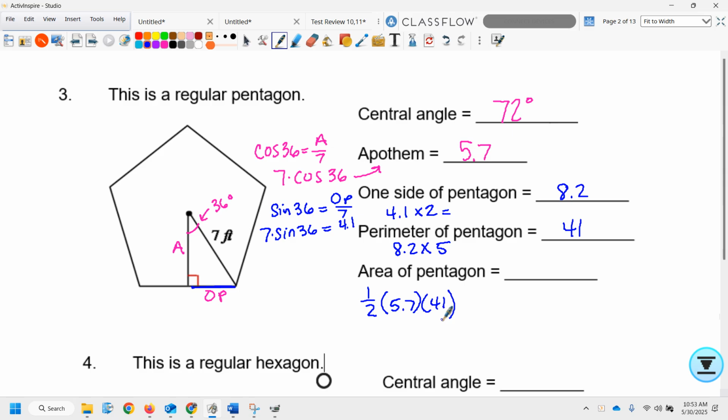All right, I got 116.9. I feel like I had something different on your paper, but at any rate, that is what it is. All right, and we're just going to keep repeating this, okay?